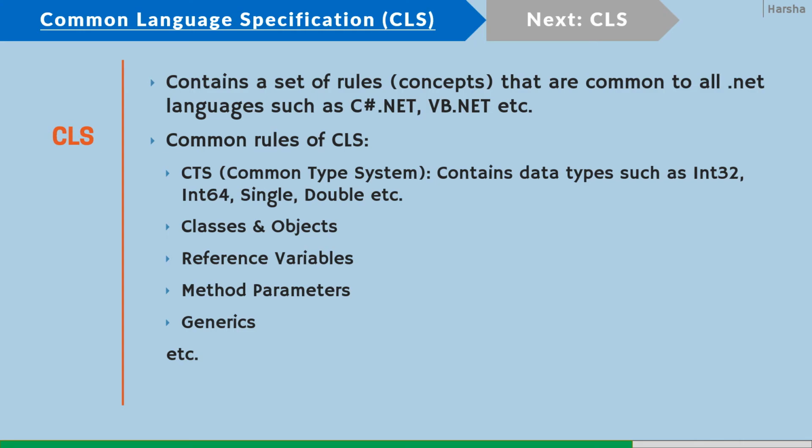CLS includes CTS and guidelines about classes, objects, reference variables, method parameters, generics, etc. For example, a class consists of fields, properties, and methods. This is a common point between C# and VB.NET. So this common point is mentioned in CLS, which must be followed in all .NET languages including C# and VB.NET. CLS is in the form of a document which is given to the C# team and VB.NET team at Microsoft, so they use it internally.